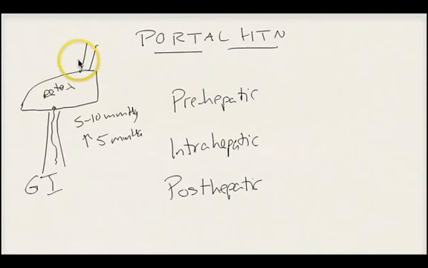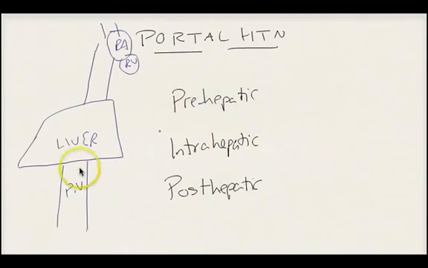So this can be obstruction anywhere between the liver and the right side of the heart. Because remember, our inferior vena cava is going to come and drain into our right atrium. So anything from there to here that's obstructed can back up and lead to portal hypertension. So let's talk about the specifics for each category.